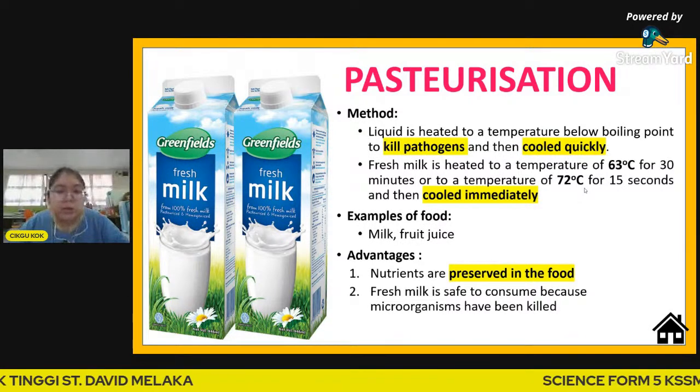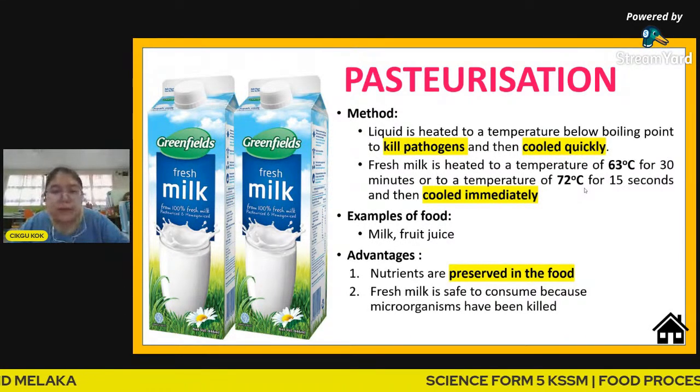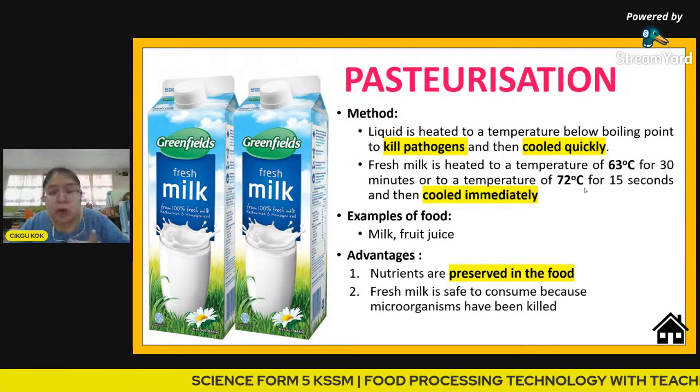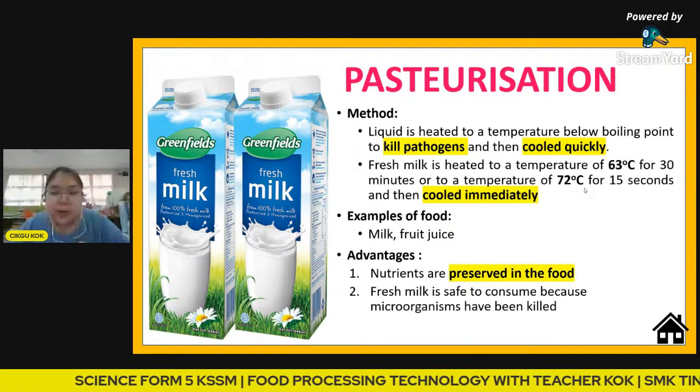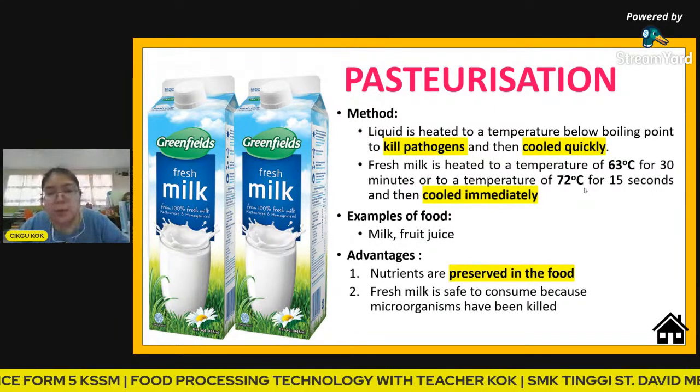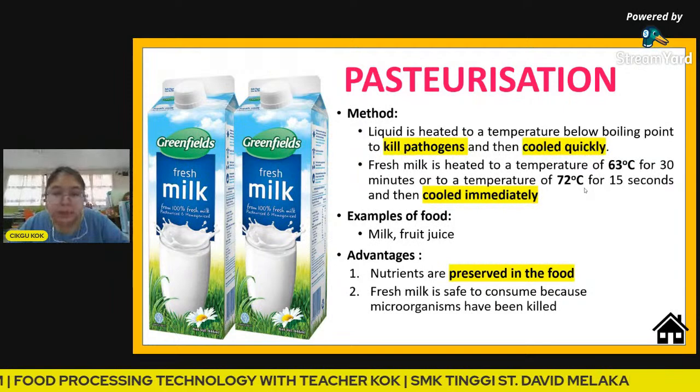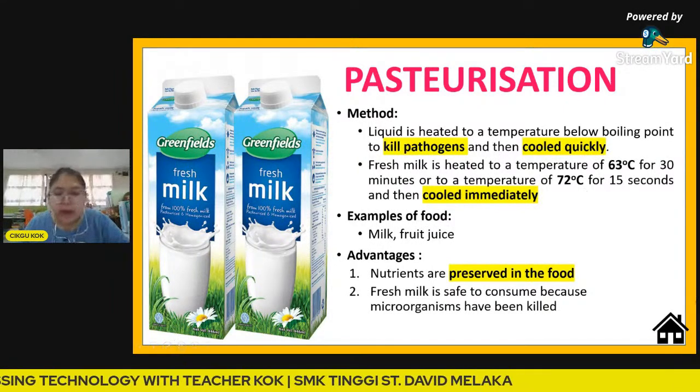Okay, so this is the process of pasteurization. If they ask for examples, there's milk and also fruit juice, normally in packaging. You can find it at the supermarket. Normally they put it at the cool station. Okay, then we go to the next one.